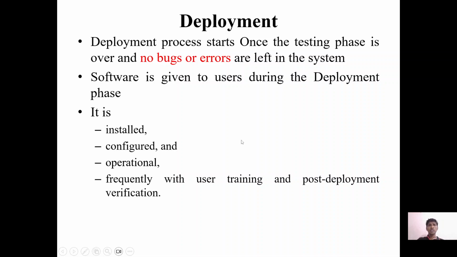Next is deployment. Once the software is bug free and the testing phase is over, we are going to deploy the software on the customer end. It will be installed, configured and made operational, and frequently user training and post-deployment verification will be done on the user side. Once the software is deployed on the user side, this phase is called the deployment phase.